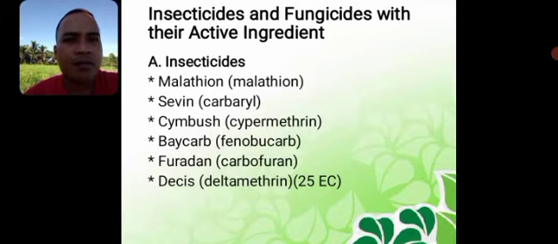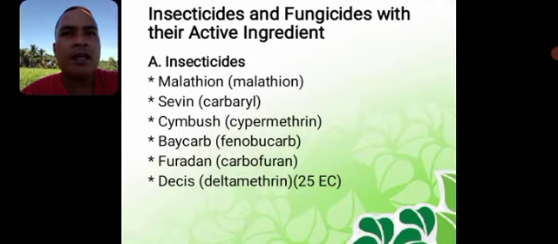Third, cypermethrin is a synthetic pyrethroid used as an insecticide in large-scale commercial or agricultural applications. It behaves as a fast-acting neurotoxin in insects. And fourth, phenobucarb is a carbamate insecticide. It is used as an agricultural insecticide on rice and cotton and is moderately toxic for humans.